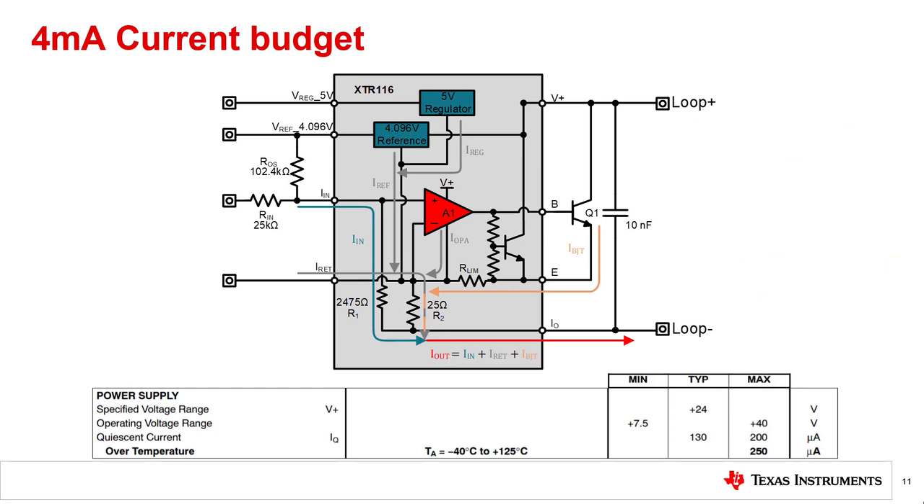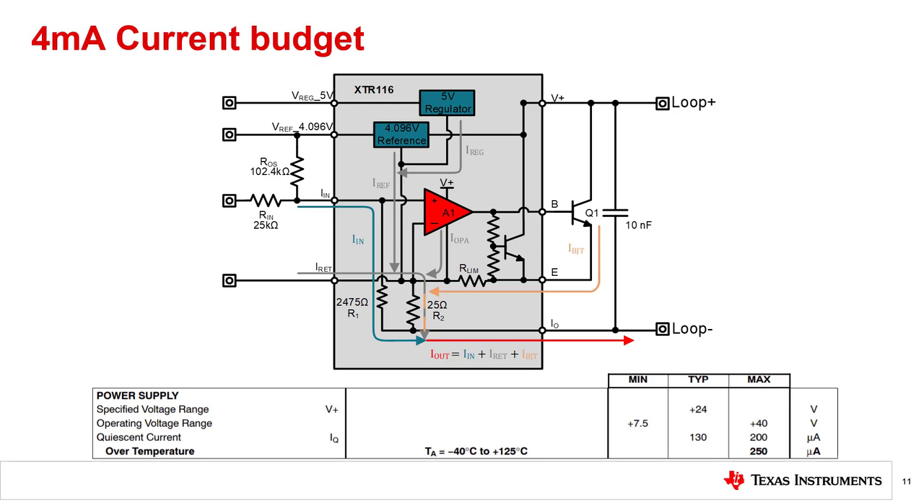This diagram shows the current flow in an XTR116 2-wire transmitter. As discussed earlier, the output current IO is the sum of IRETURN, IN, and IBJT currents. IN and IBJT will always be positive currents. This means that IRETURN needs to be less than 4 milliamps in order for the output current sum to reach the lower bound of the 4 to 20 milliamp transmission.